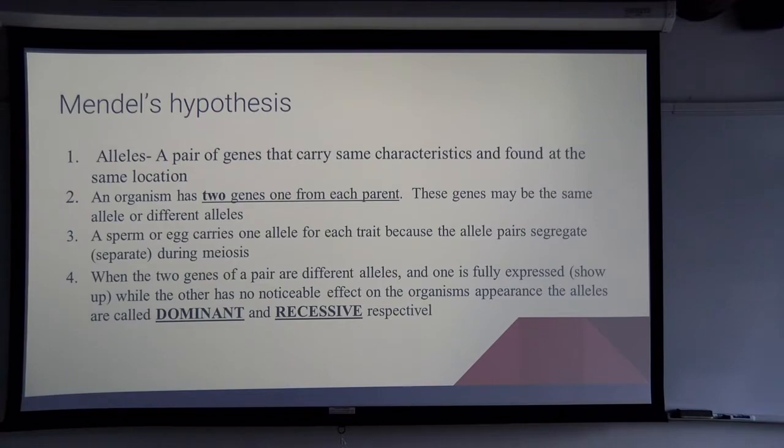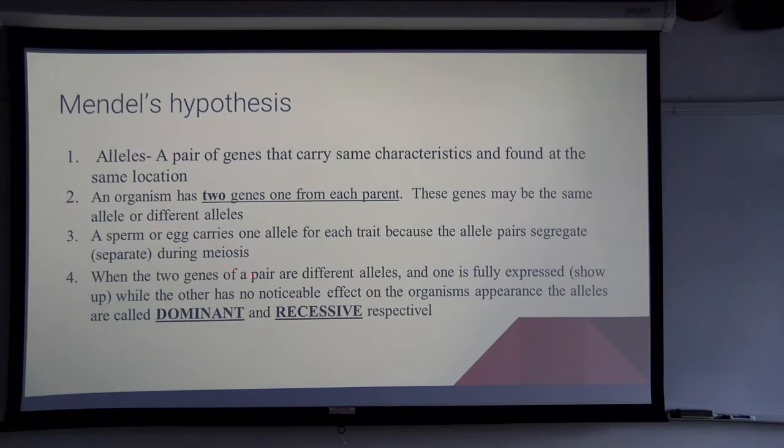So here is Mendel's theory, his hypothesis. He said, for alleles, a pair of genes that carry the same characteristics are found in the same location of the chromosome. An organism has 2 genes, 1 from each parent. These genes may be of the same allele or different alleles. A sperm and egg carries 1 allele for each trait because the allele pair segregate or separate during meiosis.